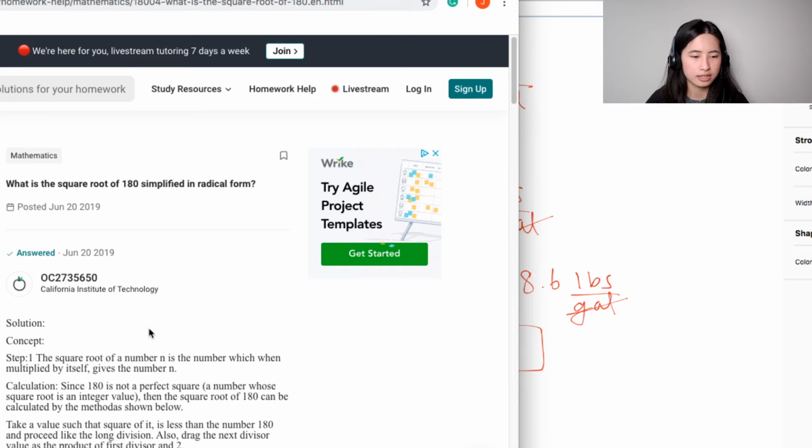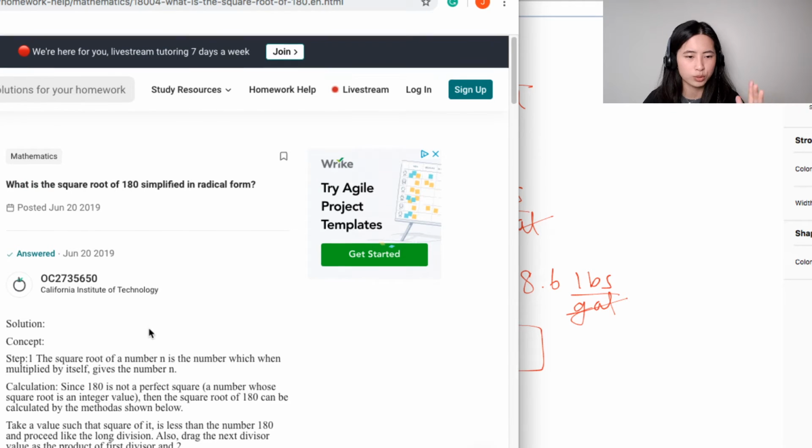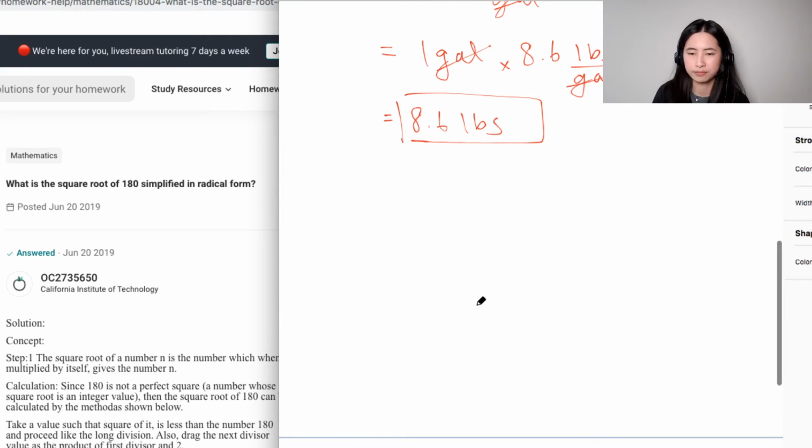Great. Next, for this question, they're asking what is the square root of 180 simplified in radical form. First of all, what does it mean when it's a radical form? If you're taking a square root of 180, the way you're going to write this is like this. I know that radicals may seem overwhelming for some students who are learning this for the first time, but honestly, if you understand this, it's like the easiest.